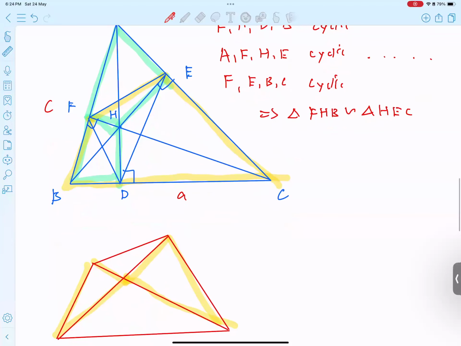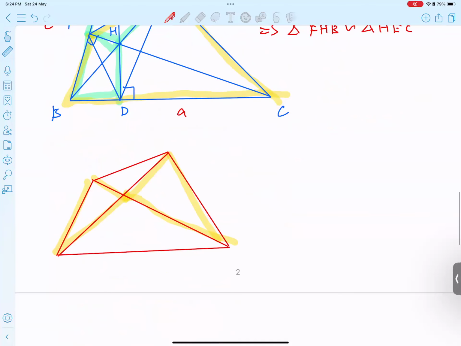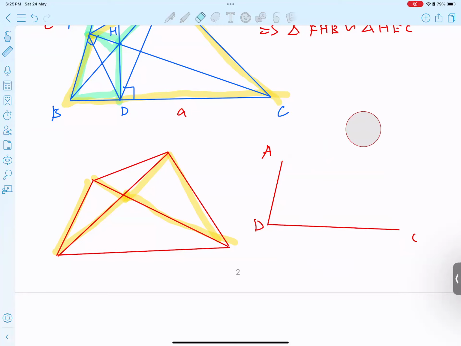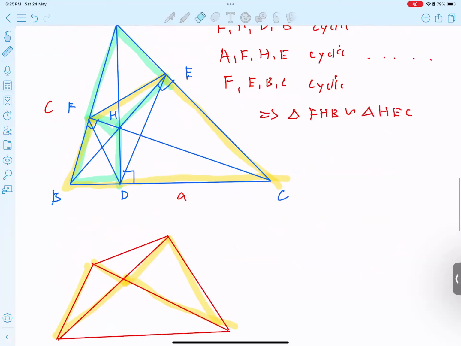Cyclic just means those 4 points lie on a circle. So if we have a circle, and we have 4 points on it, so we have ABCD, and they all lie on the circle, it's called ABCD cyclic. So it's good to know some properties about cyclic quadrilaterals because it's very important in geometry. But I won't go into too much in this lecture.